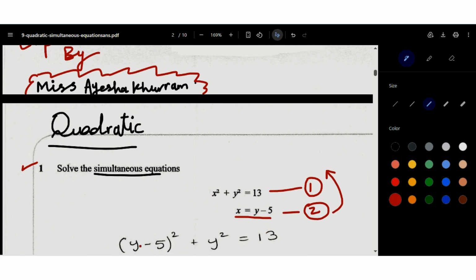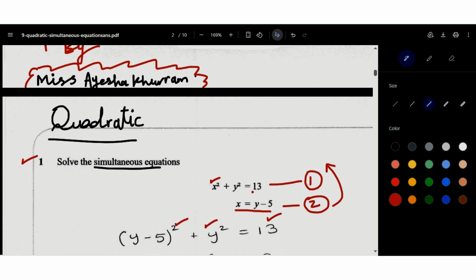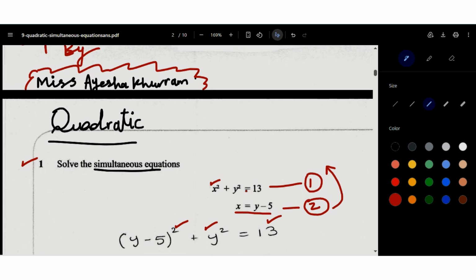Just look at the first step. This is x squared. So in the place of x, I write y minus 5, and I write a square here. And plus y squared is equal to 13. This is basically the same as it comes here. Alright. So I just substitute my equation number 2 into my equation number 1. Alright. So now I've done my first step.